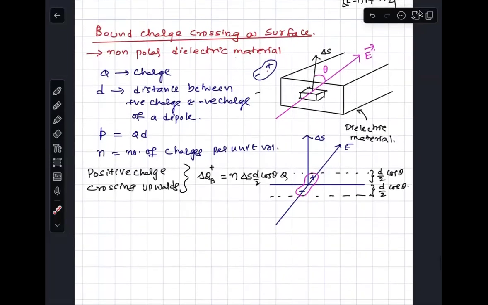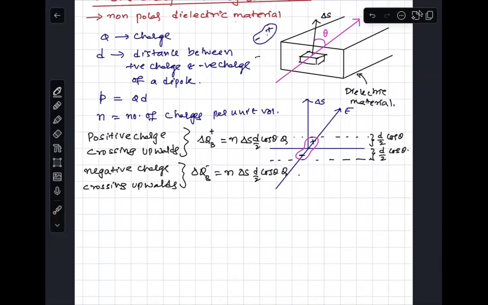Now, positive charge crossing upwards is this. Similarly, negative charge crossing upwards, delta QB minus is almost the same. d by 2 cos theta into q.